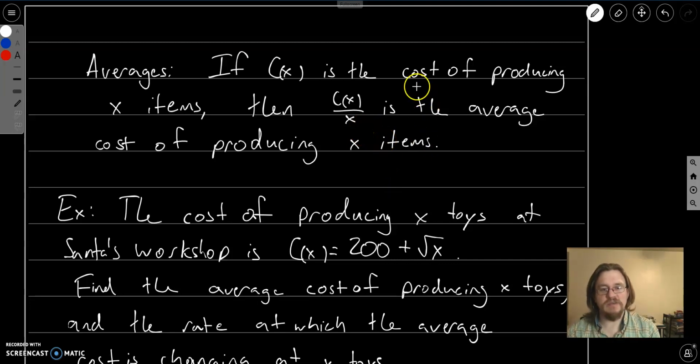And this doesn't just have to be the cost of producing some items, it could be the profit or the revenue. It could be anything. c of x could model just an amount of something, and if we want that amount per thing, we simply divide it by the number of things, which is x. So in general, if we want an average, we have to divide the total by however many things we're taking the average of. So dividing by x will quite often give us our average.